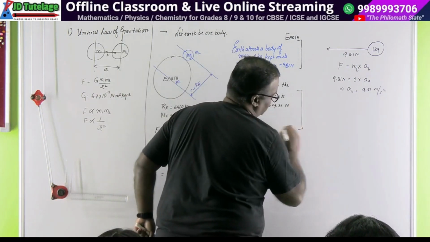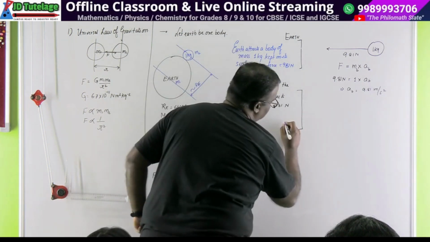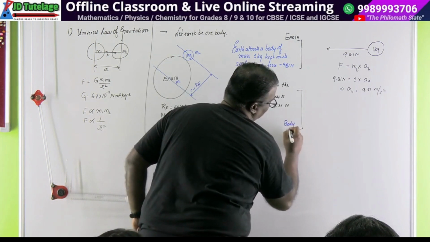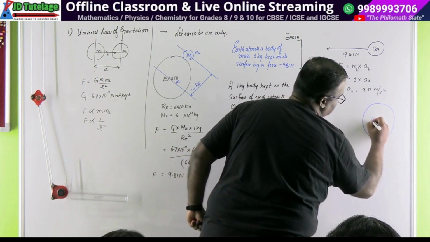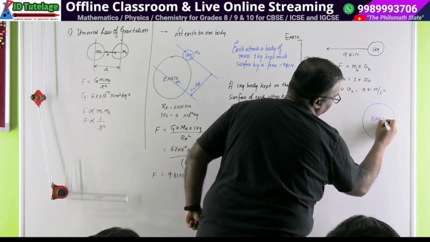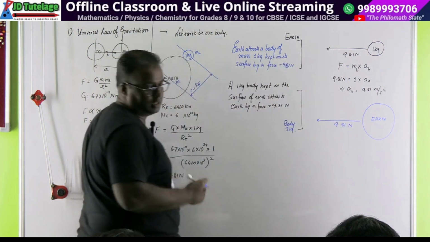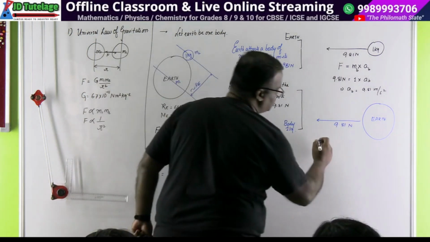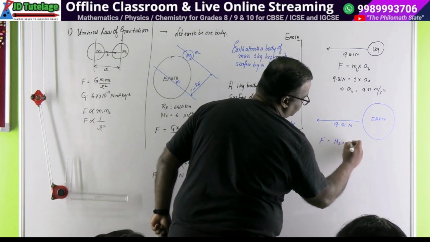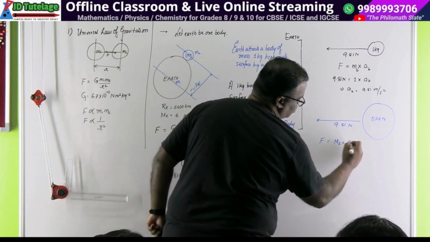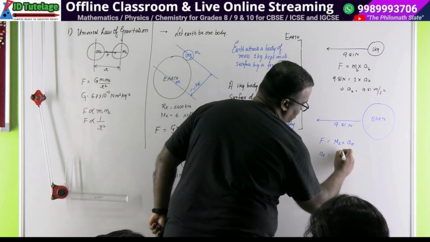Here the story is different. So let me write this with the blue pen. The story here is that there is a body of 1 kg mass and there is earth here. Earth is also being pulled by 9.81 Newton. So let's find what is the force that the earth is experiencing. Mass of the earth into acceleration that has been caused on the earth.